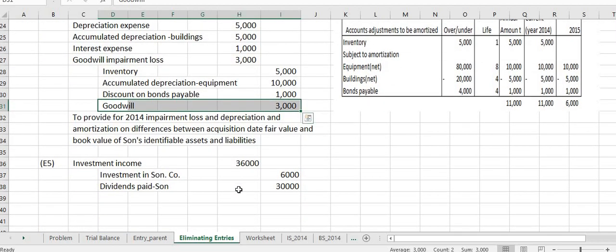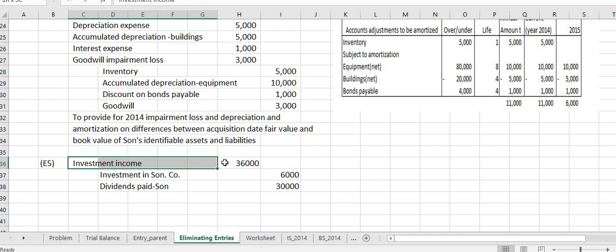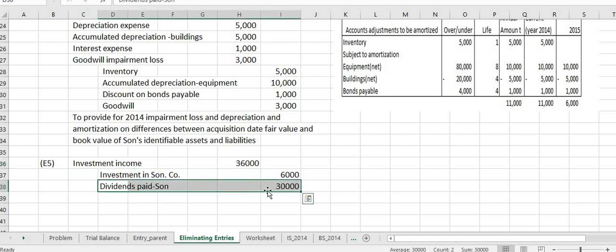Okay. The last entry is to eliminate the investment income and dividends paid. So, eliminate natin yung investment income ni parent, also the dividends paid ni Sun Company. So, and then the excess is actually yung share ni non-controlling interest sa dividends. It's actually 30,000 times 20%.